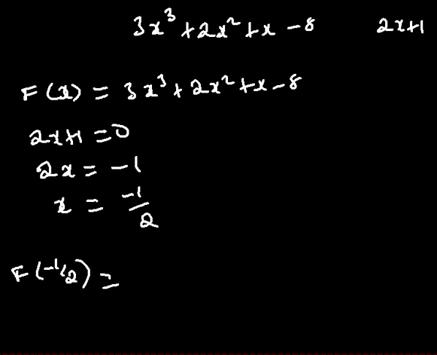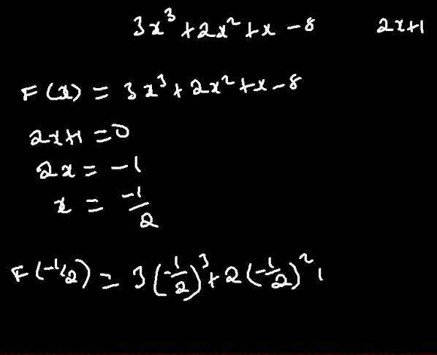So what do you think that will be? In this case we'll have negative half to the power 3, plus 2 times negative half to the power 2, plus negative half, minus 8. Care has to be greatly considered here whenever you are operating with the calculators.